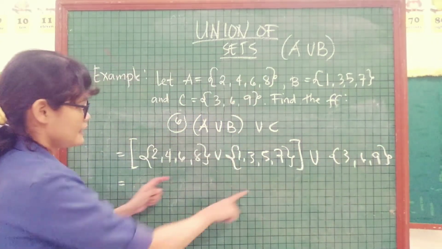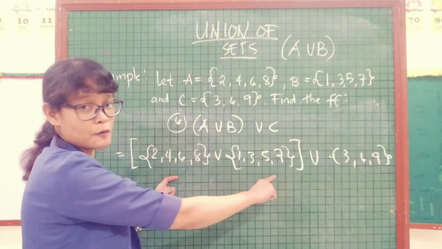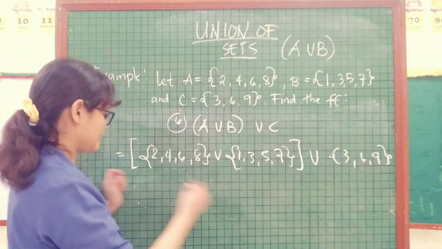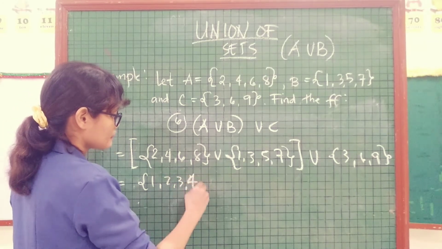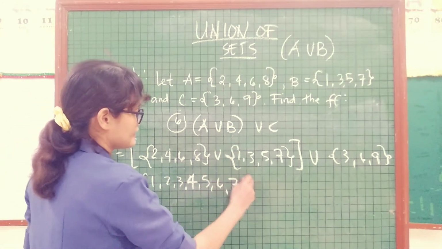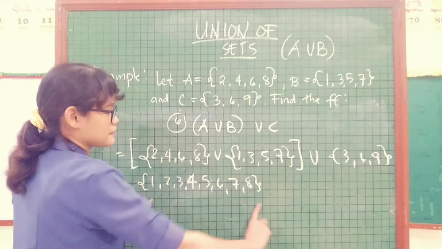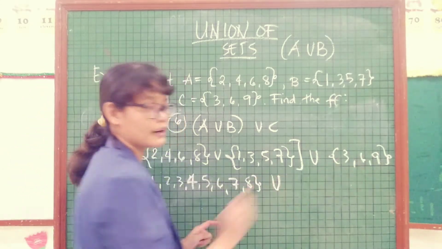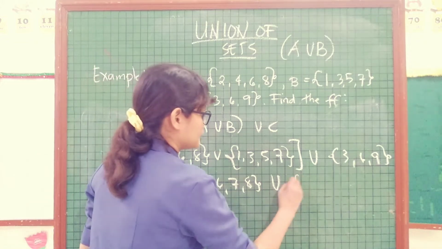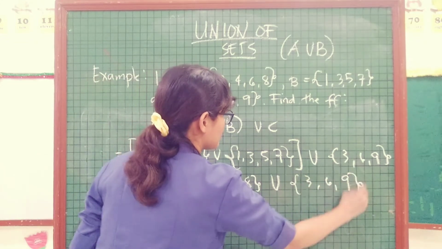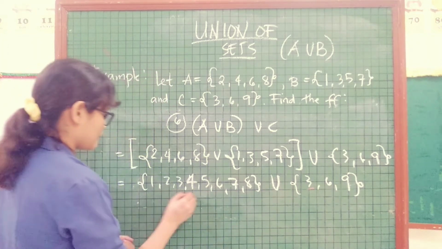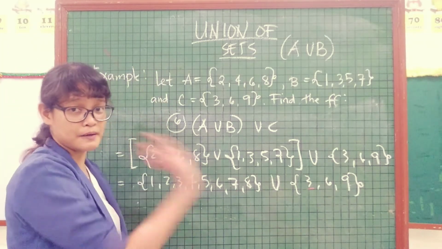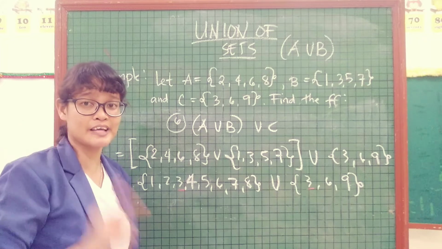So, what is the answer for this one? They have no common terms, right? So we literally just combine them. You have 1, 2, 3, 4, 5, 6, 7, and 8. These numbers are what we combine with the elements of C, which are 3, 6, 9. Is there anything common between them? There is. You have 3. It is common. So what is our rule? When there is a common element, we write it only once.